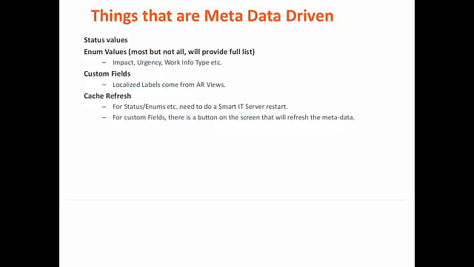Now, to get those things to show within Smart IT, you do need to do a refresh of the Smart IT server. So you need to restart the Smart IT Tomcat server, and that would bring in the new status values and the enum values. For custom fields, like we showed, you don't need to do that. There's a button on the configuration screen itself that you can press, and that will bring in updated values for custom fields. But for other things, you do need to restart the Smart IT server.